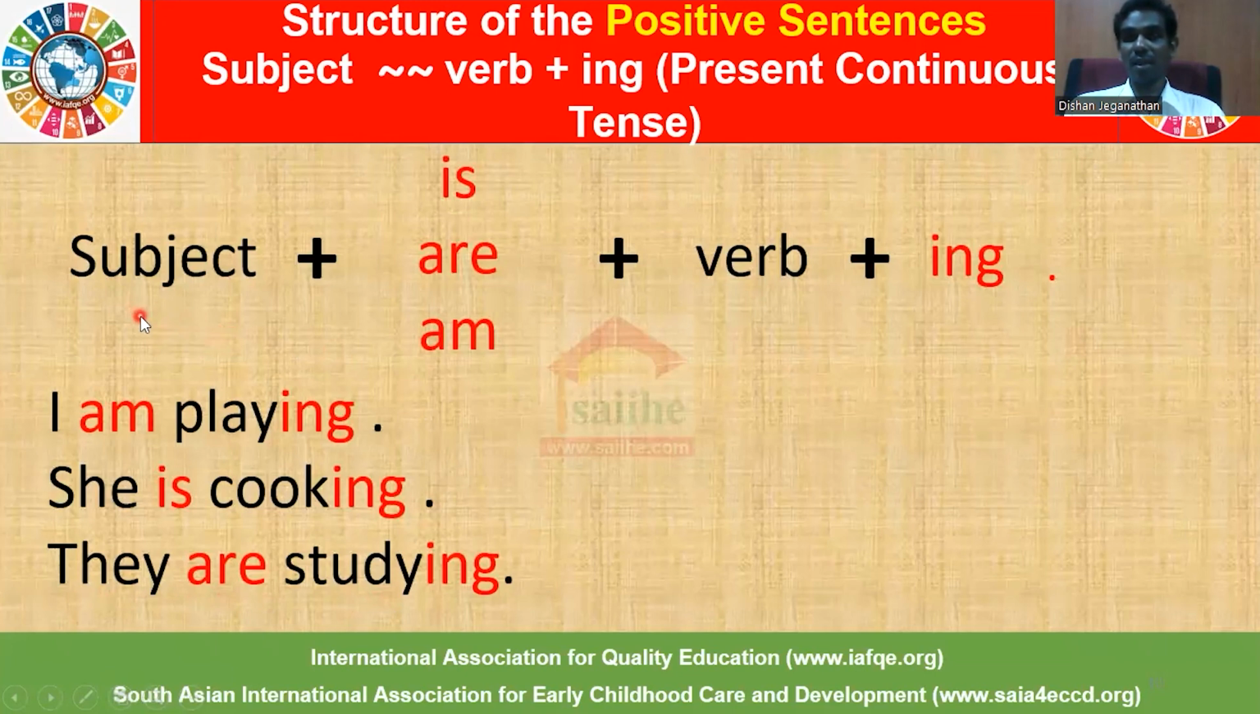One thing that we need to note here is, when we use I, which is the first person singular, we use am. And for you, we, they, as subjects, we use are. And for he, she, it, we use is.